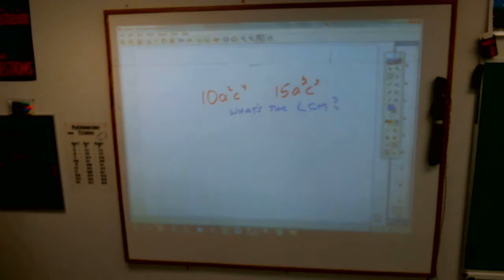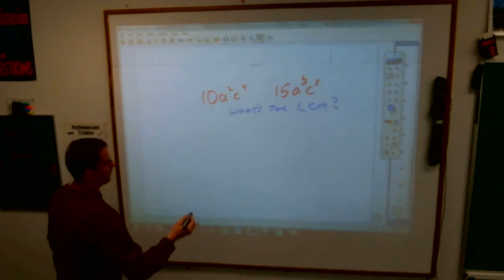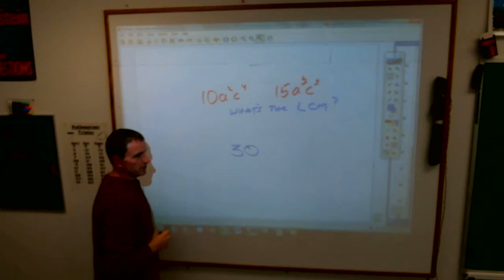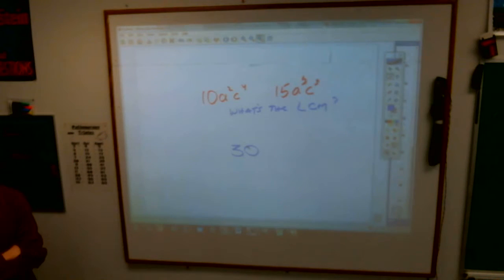And it always seems like the number is the easy part. What is the least common multiple of 10 and 15? 30. Who said that? Cameron. Very well done. Okay, so you get 30. This is where most people start to struggle though, because you have to look at the letters now and do the same thing. What is the smallest thing that both a squared and a cubed go into?